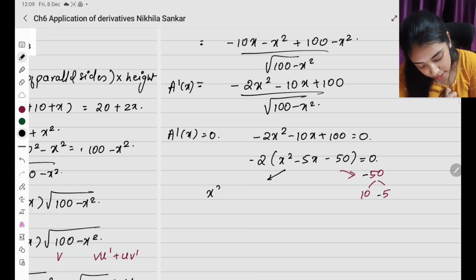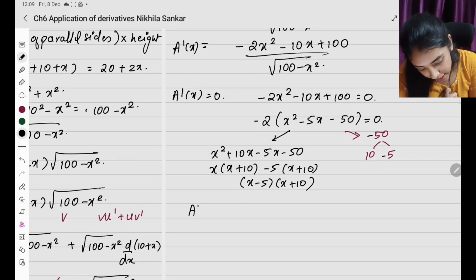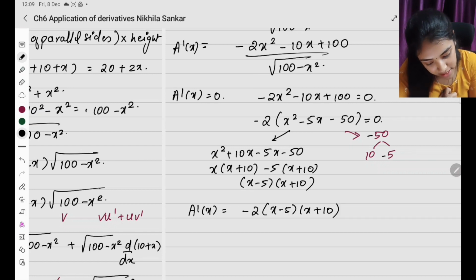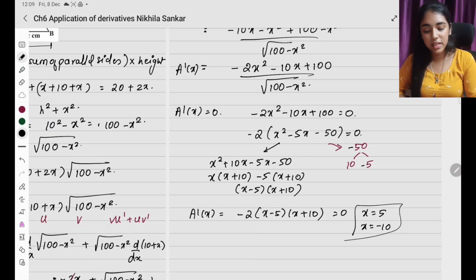So this is going to be x square plus 10x minus 5x minus 50. So taking x common, I have x plus 10, minus 5. So this is going to be x minus 5 times x plus 10. So my a dash of x is going to be minus 2 times x minus 5 times x plus 10. When I equate this to 0, I have x value to be 5 and x value to be minus 10. So I found out what my critical points are.